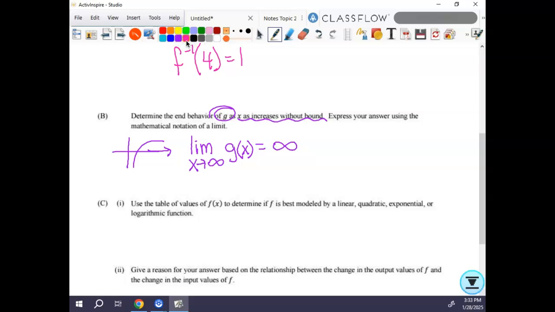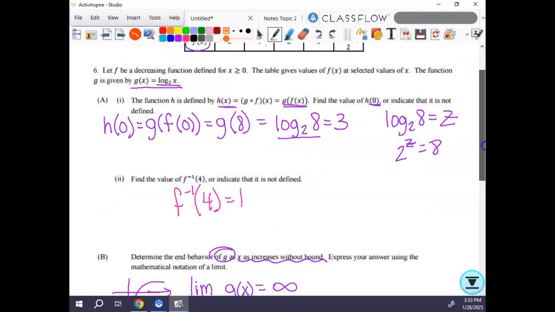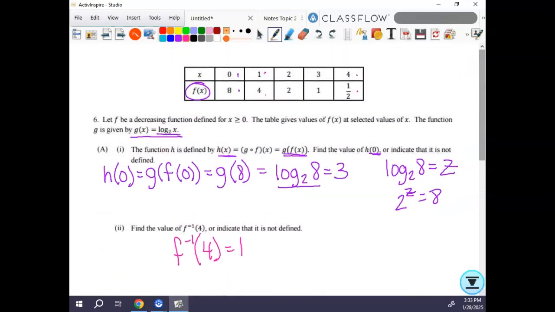All right, so then it tells me to use the table of values, so it even gives it away, so it's hard not to look at the right thing for f. To determine if f is best modeled by linear, quadratic, exponential, or logarithmic. So I'm going to go back up here. All right, so my x values, I am adding 1 each time. My y values being multiplied by 1/2.